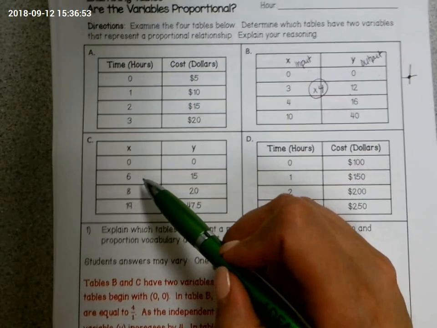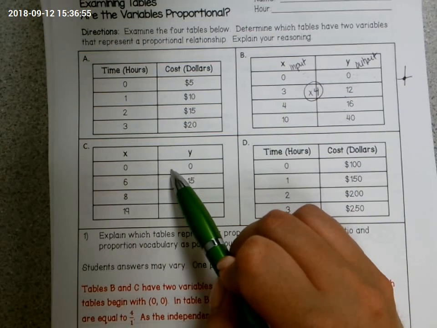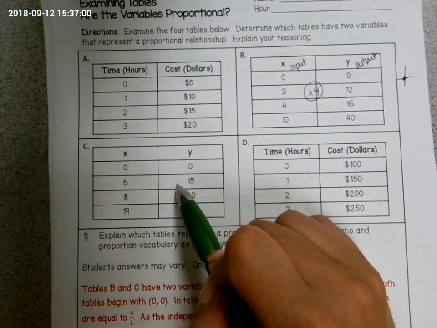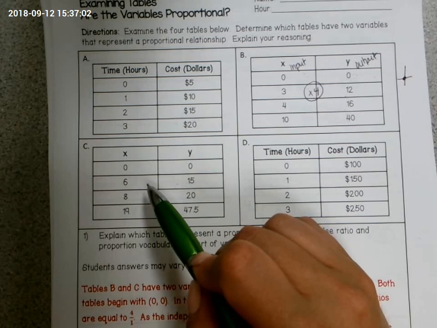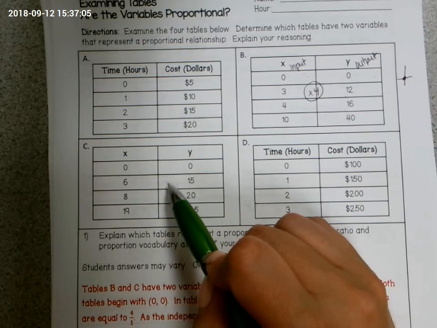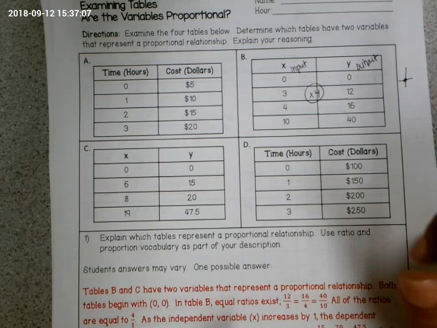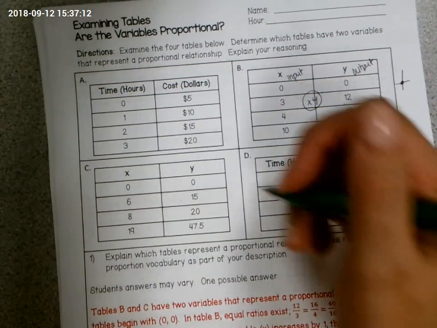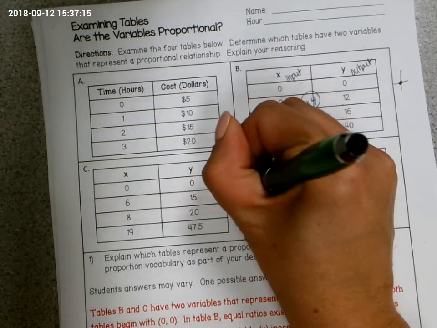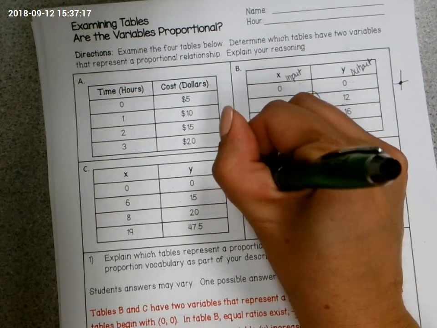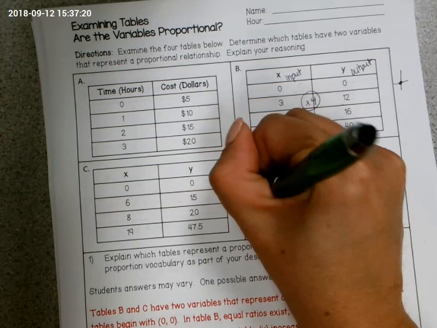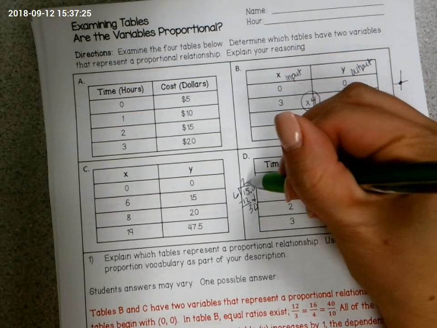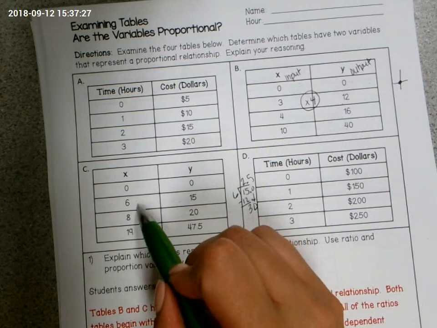Letter B, proportional relationships have to start at 0, 0, which this does. And then from here, 6 to 15, well, we're multiplying 6 times something to make 15. I can figure out what that is by doing 15 divided by 6. 6 goes into 15 twice, which makes 12, leaving me a 3. 0 would be next. And so we have a 2.5. So I'm multiplying by 2.5.